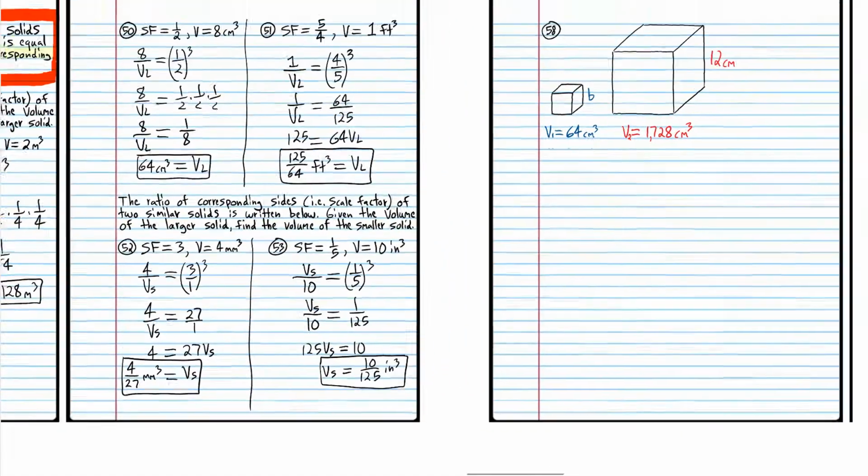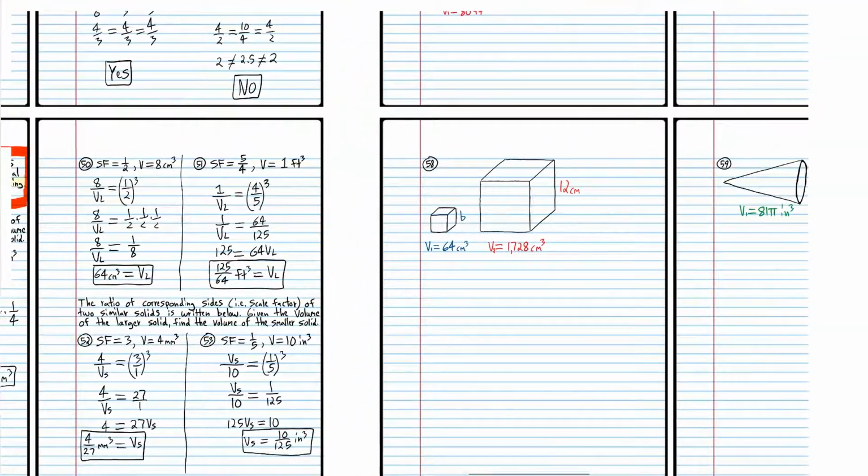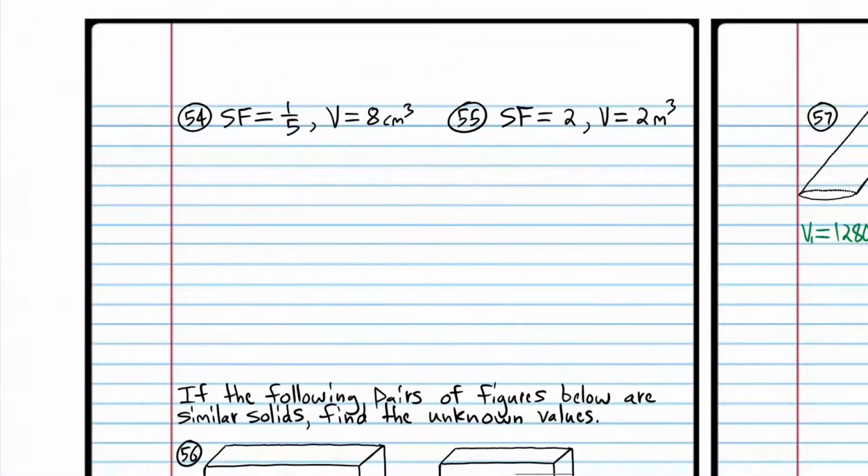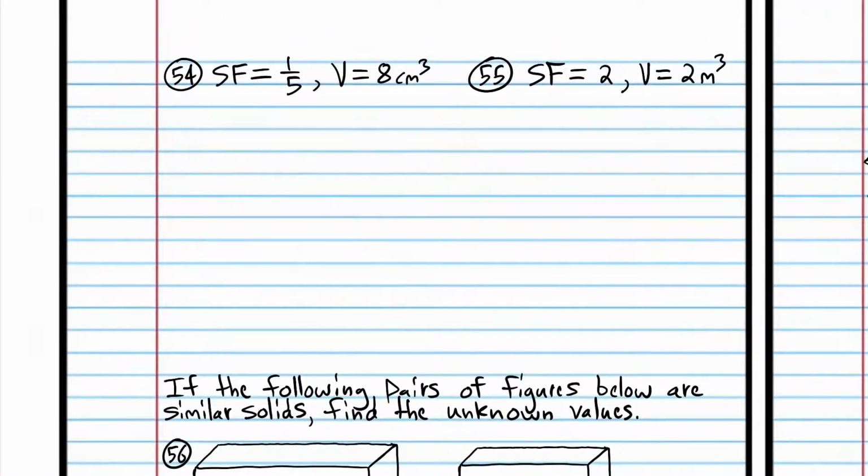Okay, now it's time for you to try. Go ahead and do number 54. Remember, this volume is now the volume of the larger solid. So we're looking for the volume of the smaller solid. We're given the volume of the larger solid. So try number 54. When you come back, we'll do it together.